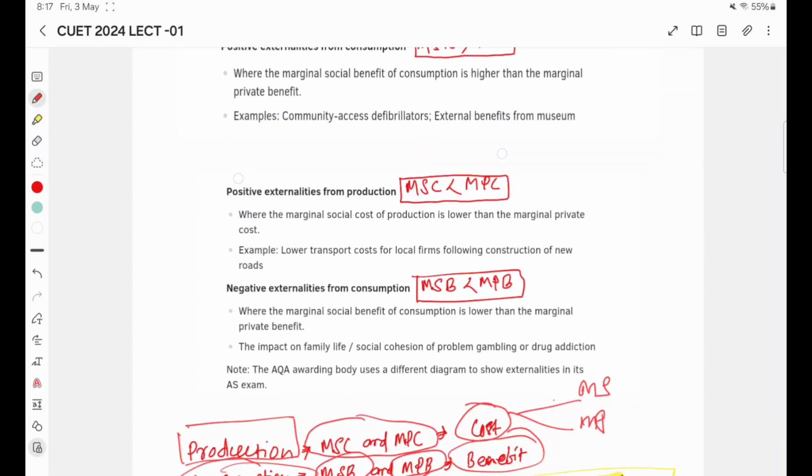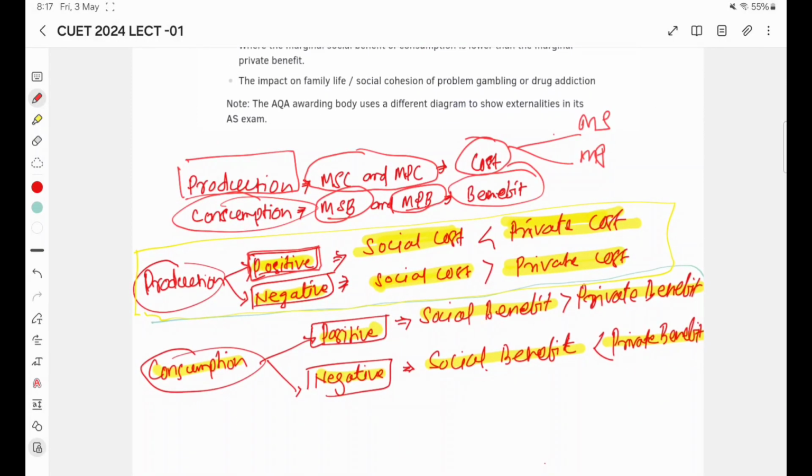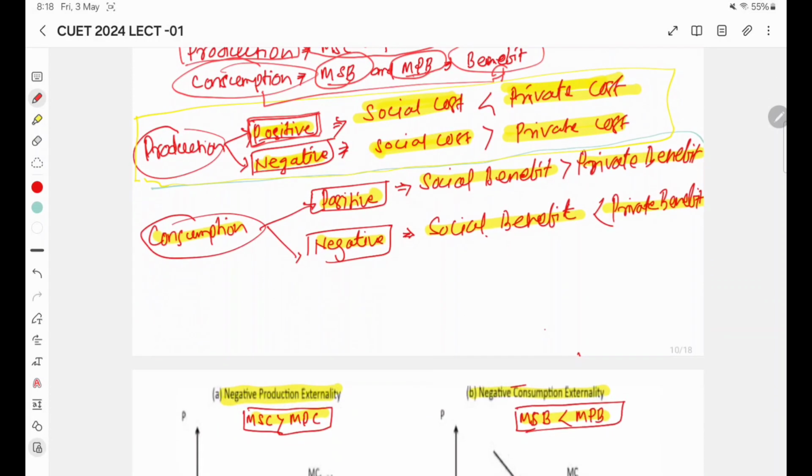For consumption and production externalities, I have written some keynotes here. For production, we have to look into marginal social cost and marginal private cost. It means for production we have to talk about the cost aspect, but for consumption we have to talk about the benefit aspect. So in consumption we talk about marginal social benefit and marginal private benefit. In this way we can say positive or negative.